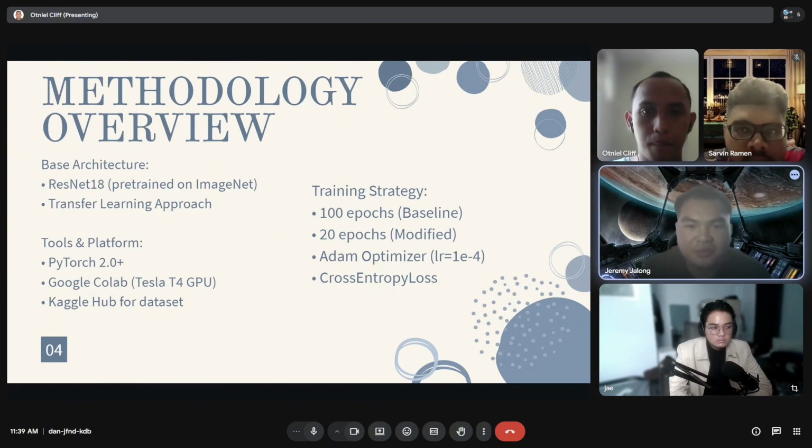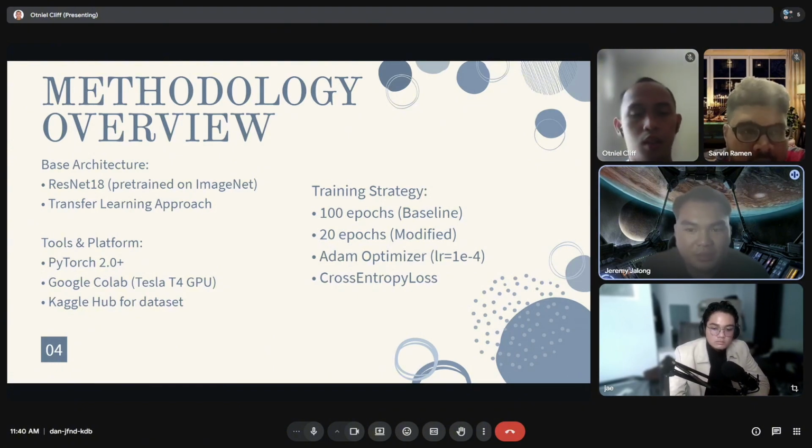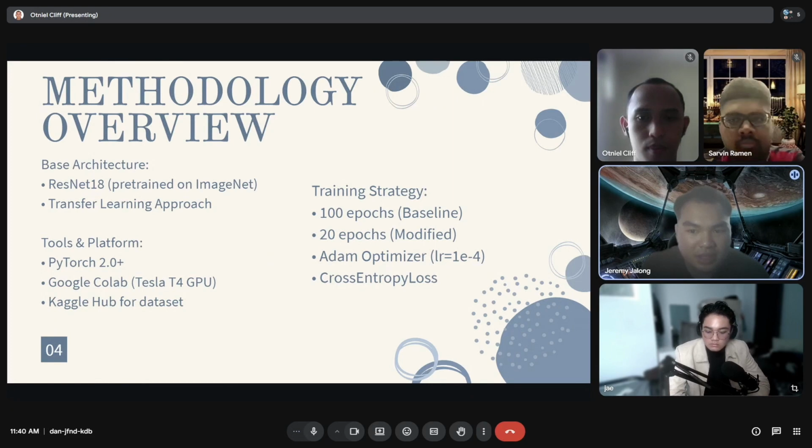Right, thank you. Moving on to the methodology overview. As our foundation, we use ResNet 18, pre-trained on ImageNet, applying a transfer learning approach. We developed the project in PyTorch using Google Colab with a Tesla T4 GPU. We compared a 100 epoch baseline against a streamlined 20 epoch modified strategy using the Adam optimizer.